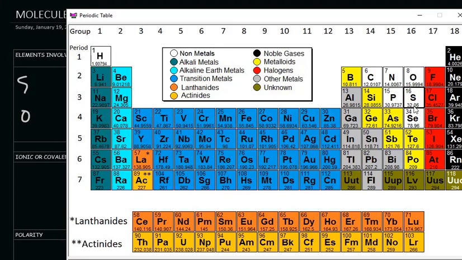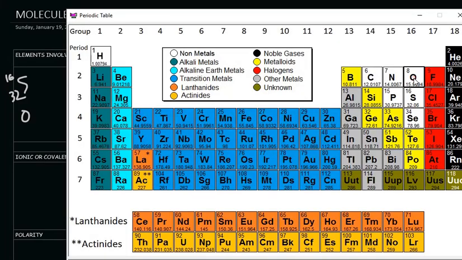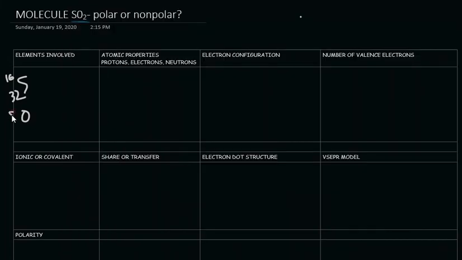In this case, sulfur has atomic number 16 and a mass of 32. We'll write it here, 16 and then 32. Well, how about the oxygen? Oxygen is atomic number 8 and a mass of 16. Next, we need to determine the number of protons, electrons, and neutrons. Again, these are the parts of the atom.